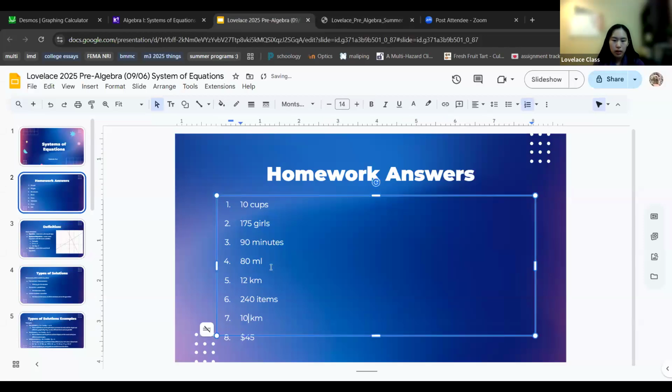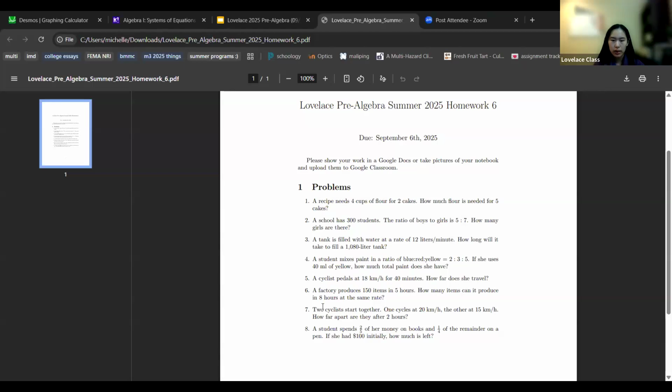For 7, 2 cyclists start together. One cycles at 20 kilometers per hour, the other at 15 kilometers per hour. How far apart are they after 2 hours? You can multiply 2 hours to both, so one is going to be at 40 kilometers, the other at 30 kilometers. So 40 minus 30 is 10 kilometers.